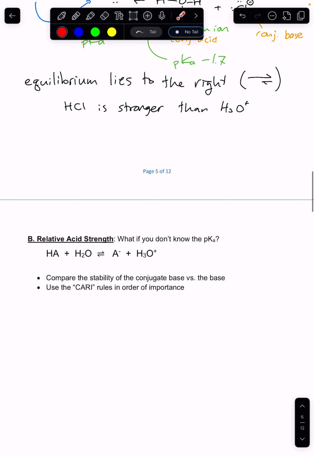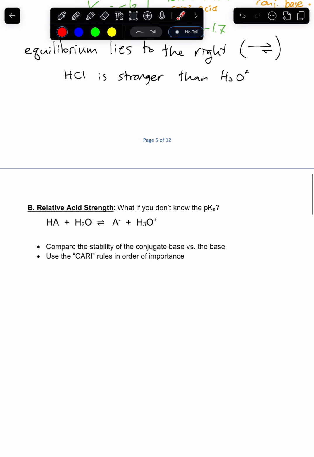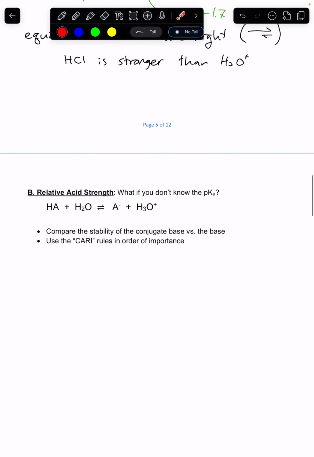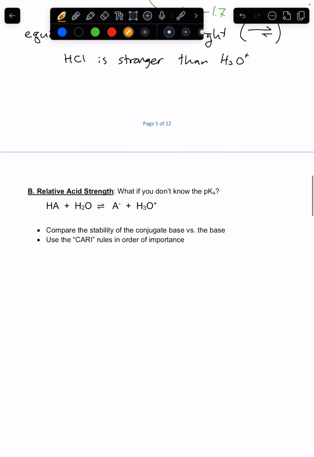And so for that reason, we need to have some method or a way of thinking about evaluating relative acid strength by looking at the structure, right? So how do we do that? What if you don't have the pKa value? How do you know which side of the equation is favored in this equilibrium, right? Like between the base and the conjugate acid and so forth, right?